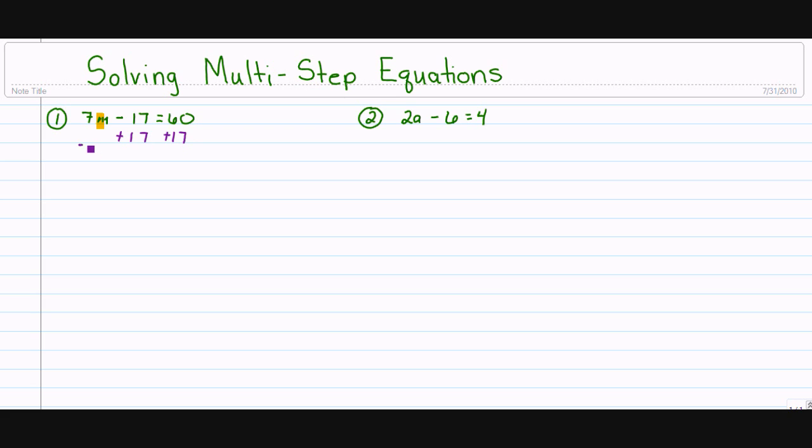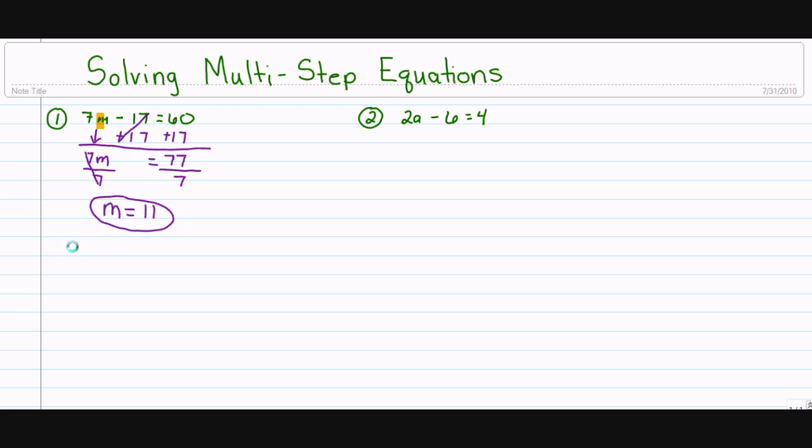And what I do to one side, I do to the other side. I rewrite what I didn't solve, 7m, that cancels out, equals, and then 60 plus 17 is 77. I now can separate the 7 and the m, which is joined through multiplication. The opposite of multiplication is division, so I'm going to divide each by 7, leaving me with m equals 77 divided by 7 is 11.